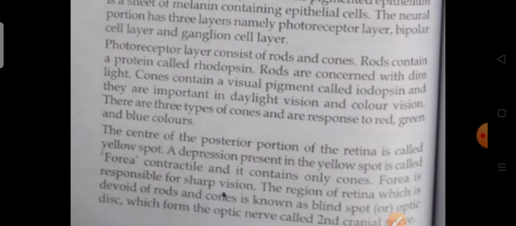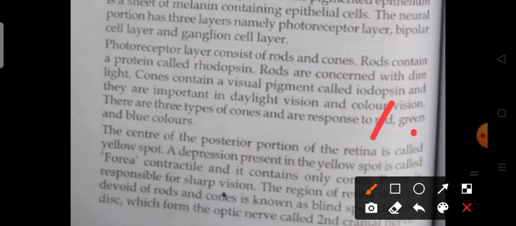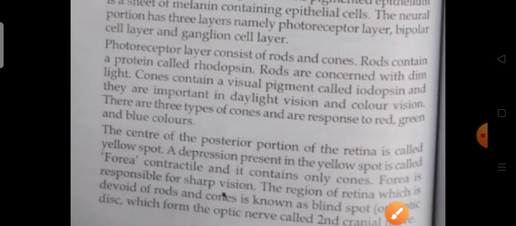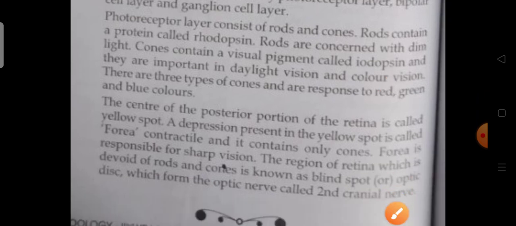The rods are always concerned with dim light. Cones give the visual pigment, and they are also very important for daylight vision and color vision. The three types of cones are responsible for red, green, and blue colors. The upper portion of the retina is called the yellow spot, which has the depression called the fovea.